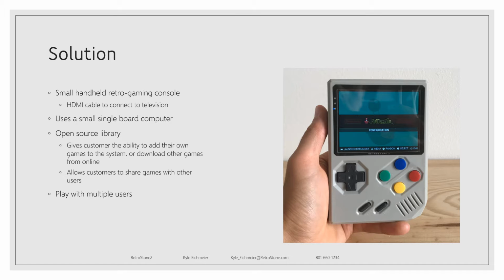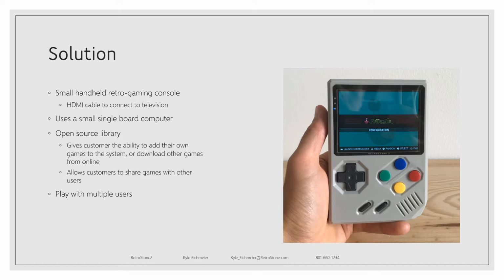The solution to these problems is the RetroStone 2. The RetroStone 2 is a small handheld retro gaming console. It also has an HDMI cable to be able to connect to the television. It uses a small single board computer as a processor. It is also an open source library. This gives the customer the ability to add their own games, download other ones off the internet, or, if they have the ability to, code their own if they so wish.